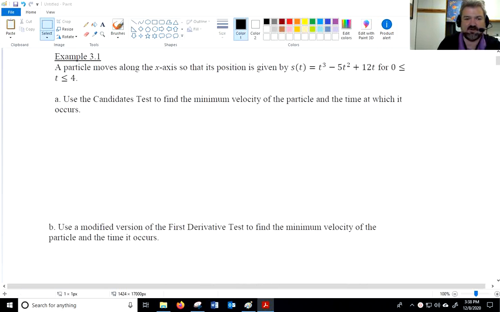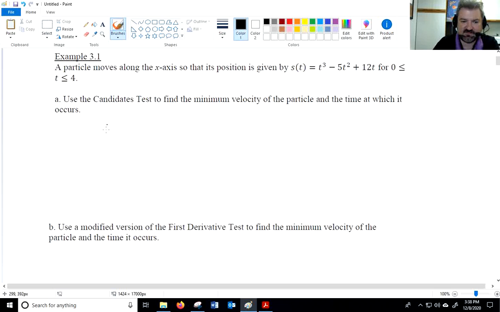Example 3.1. A particle moves along the x-axis so that its position is given by s of t equals t cubed minus 5t squared plus 12t for 0 less than or equal to t less than or equal to 4. We're going to use the Candidates Test to find the minimum velocity of the particle and the time at which it occurs. So we want to find the minimum velocity. Well, let's get right to it then.